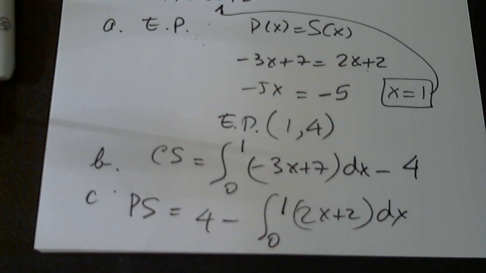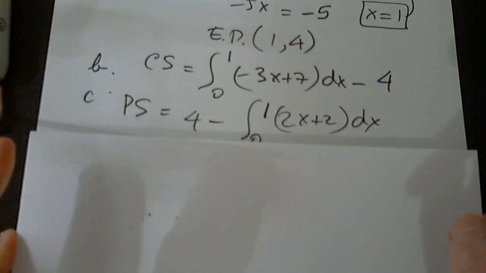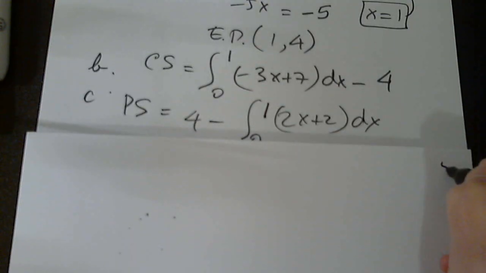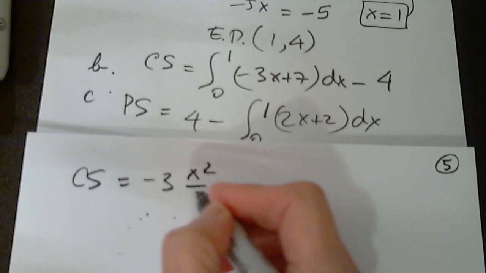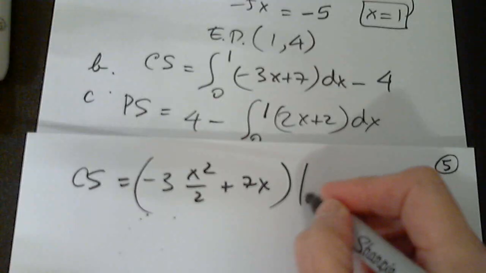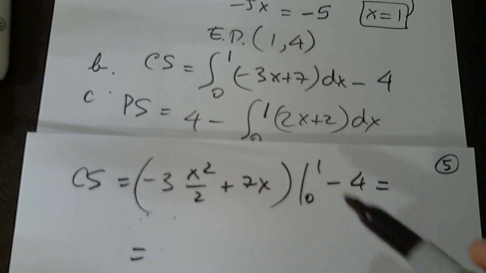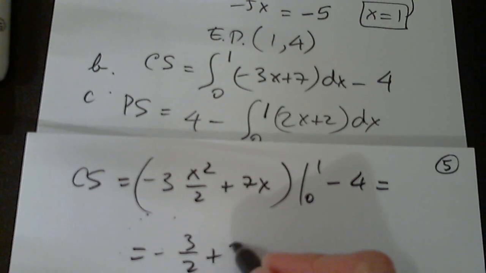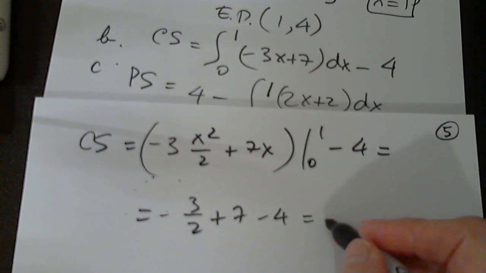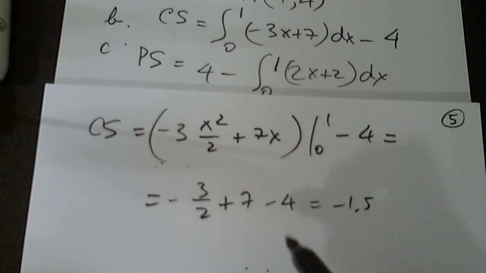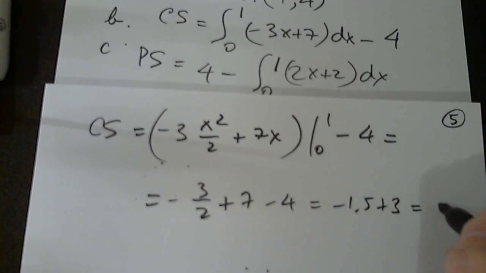Before we calculate the consumer surplus and the producer surplus. Okay, so let's calculate them. Consumer surplus: the integral of negative 3x squared over 2 plus 7x from 0 to 1, minus 4. When I plug in 1, I get negative 3 halves plus 7. Luckily, when I plug in 0, I get nothing. So I have negative 1.5, although I prefer fractions, plus 3. So this is $1.5.